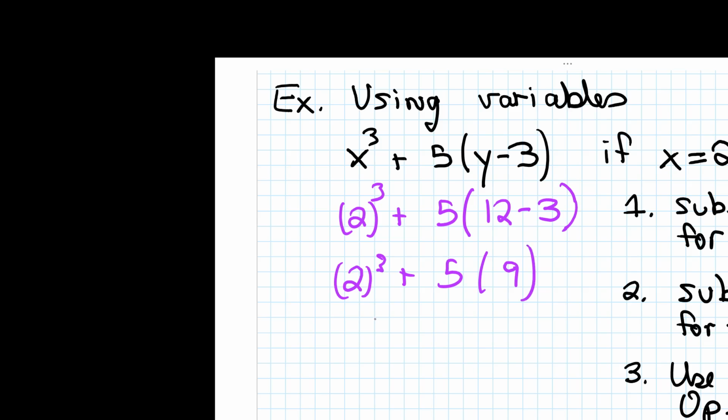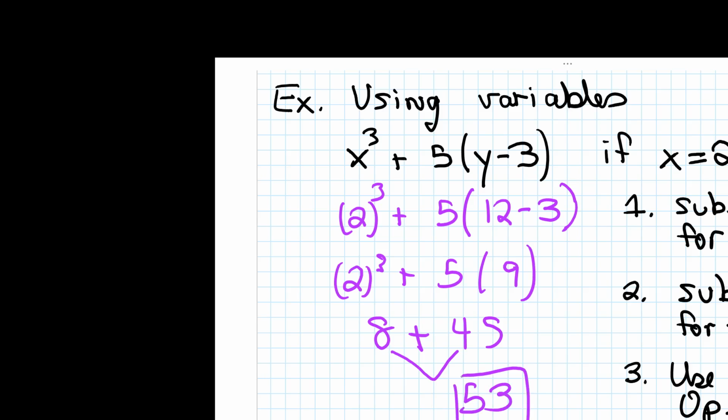9. We know that 2 cubed is what? 8. And 5 times 9 is? And 8 plus 45 equals? 53 is a correct answer. Are you with me? Yes?